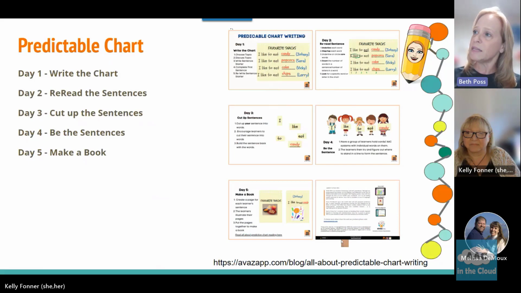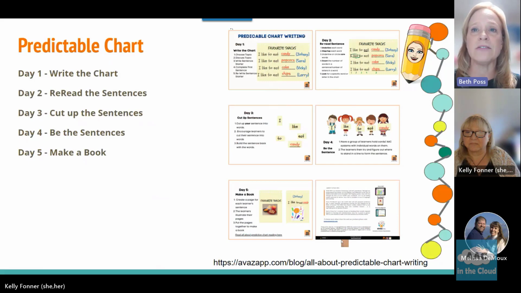Day 4, it's be the sentence, right? So kids are coming up with larger versions of those same words that they cut up, but on an individual piece of paper or on cardstock or whatever it is. And they're rearranging that sentence. You can have kids come up and figure out, well, where should they be in that sentence? Who's the next person that's got the word that should come after this? So that they're really seeing how those words come back together to form a sentence.